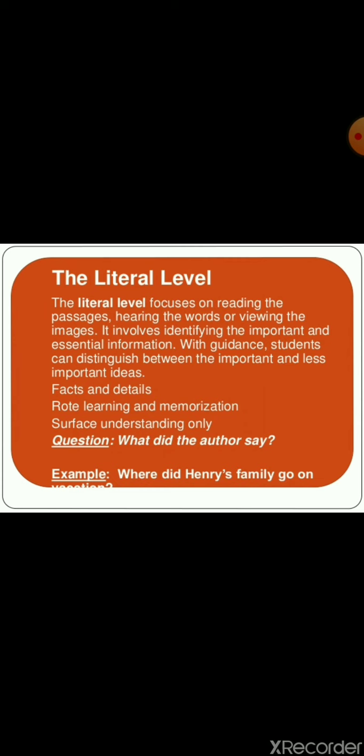So, the question: what did the author say? Example: when did Henry's family go on? Where did Henry's family go on? With a question like "what did", you need to put the reason. What did the author say? Something fact-based, some statement you need to put. The first word of the question is giving you an indication. In this way, we will be dealing with that.